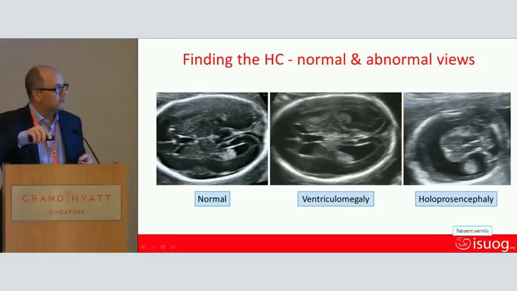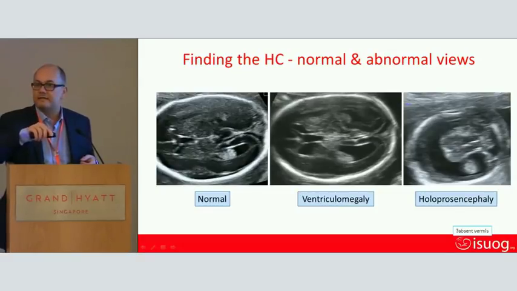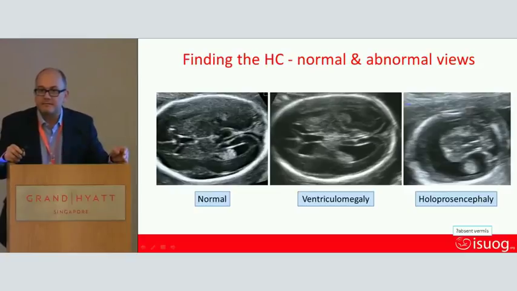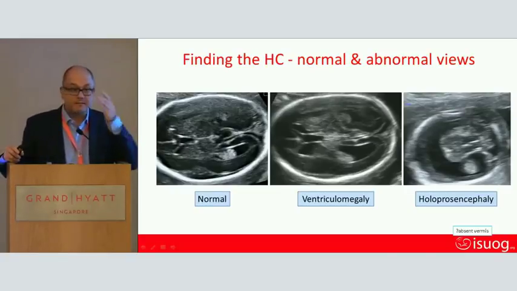What's going on here? The line is not there. Can you see it? These are the thalami, but the line stops. And the ventricles at the front, these are the two ventricles, the ventricles are joined up at the front. This is holoprosencephaly. Okay? It's a rare abnormality, but it's easy to recognize.